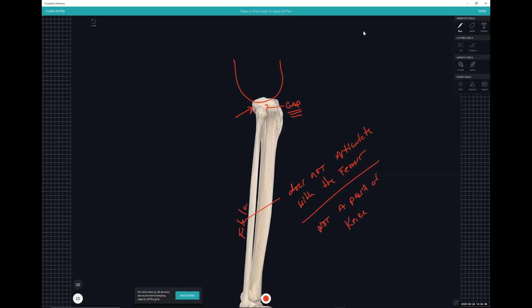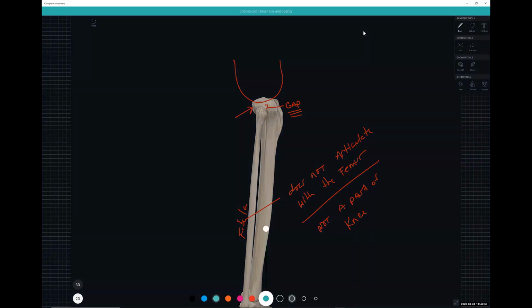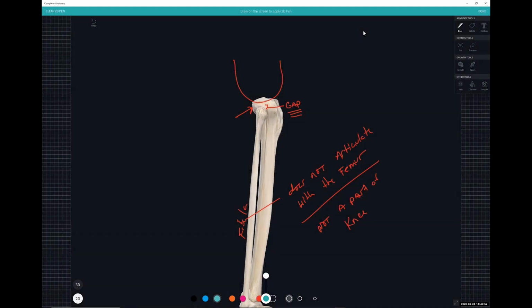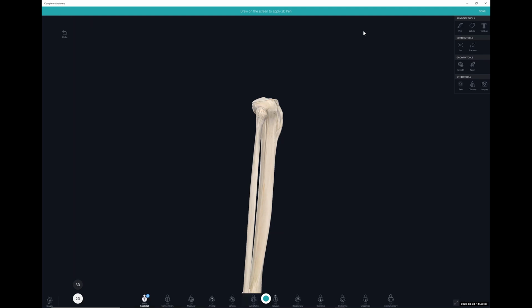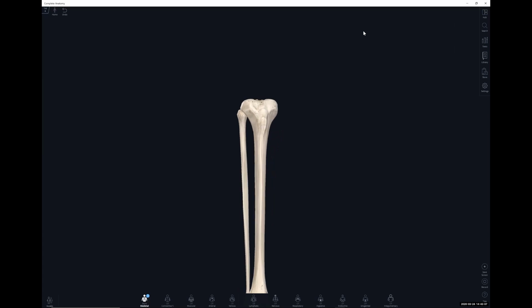Now, it does offer up an opportunity for a ligament to attach, and we'll talk about that when we talk about the knee. But basically, there is a ligament that attaches, that runs from the femur down to the fibula. It's the lateral collateral ligament. But generally speaking, the fibula is not part of the knee.